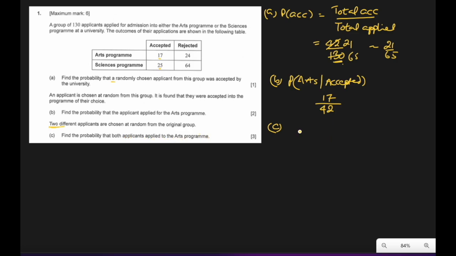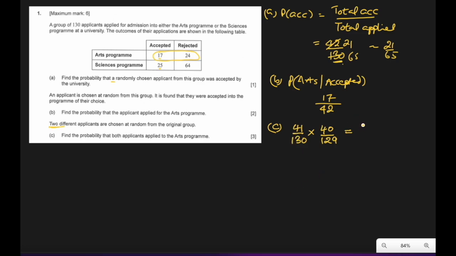First, choosing the first person who applied to the arts program. These were the arts program: 24 plus 17, 41 of the total 130 applied to arts. This is the first person. Now, the probability of the second person, because the first is already chosen, will be 40 out of 129 left. Simplify this, and that will be the probability that both of them applied for arts.